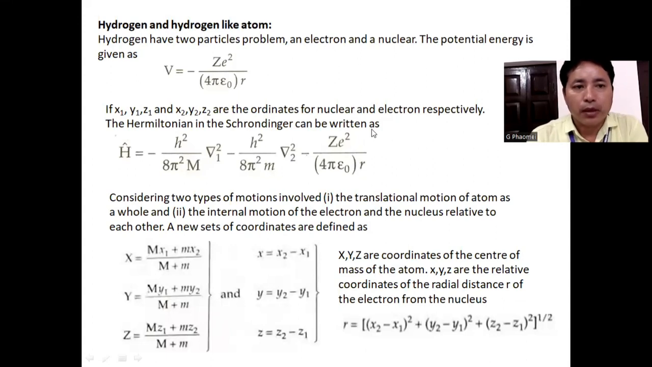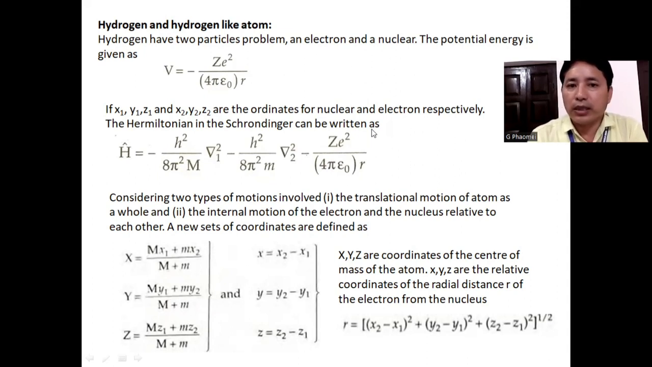Welcome everyone. Today I'm going to discuss the derivation of the Schrodinger equation and the solving of the Schrodinger equation for hydrogen and hydrogen-like atoms from quantum chemistry. We know that the simplest atom in the periodic table is hydrogen because it contains only one electron. However, in this case, we have to consider the hydrogen atom as a two-particle system. That means one is the electron and one is the nucleus.